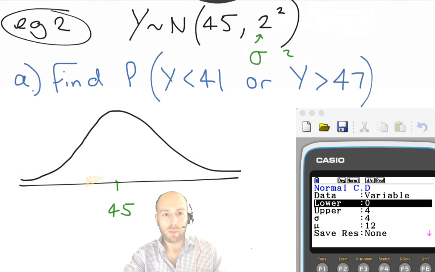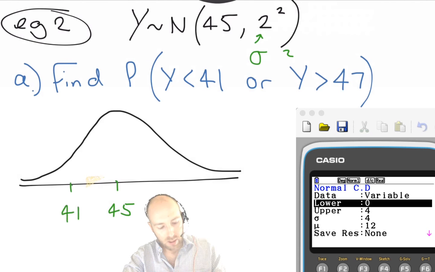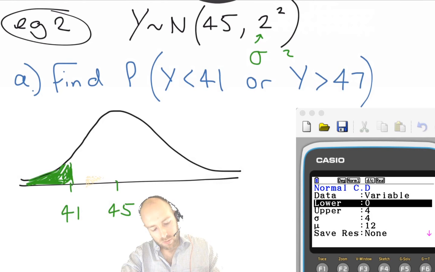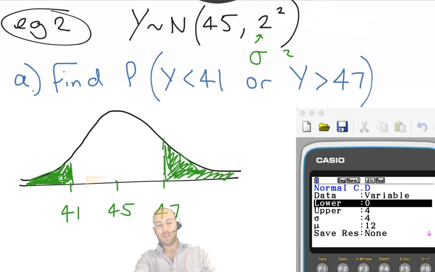And we're looking for y being less than 41. So if I draw 41 on here and shade that area that we're trying to find, we want to find this probability. We want to find this area here. Or y is more than 47. So if I put 47 in there, shade that as well. So we're trying to find those shaded areas.